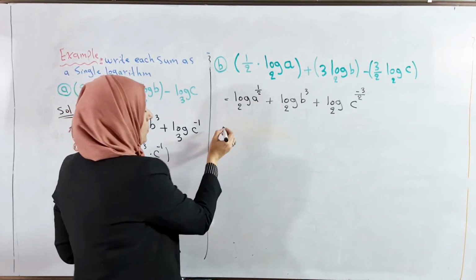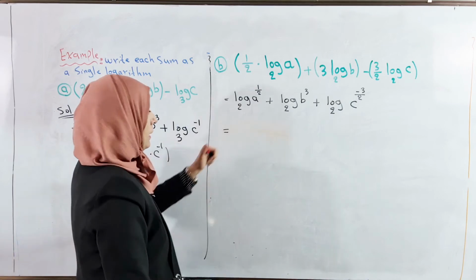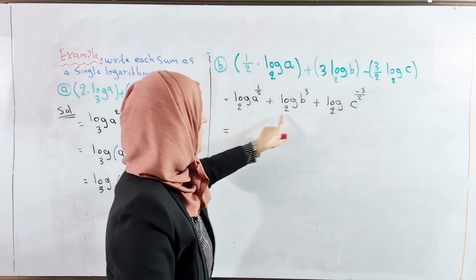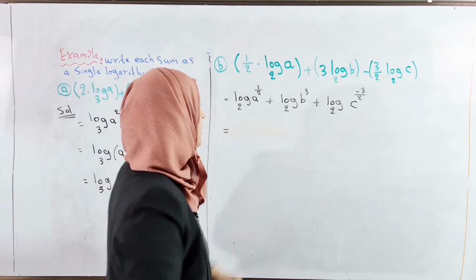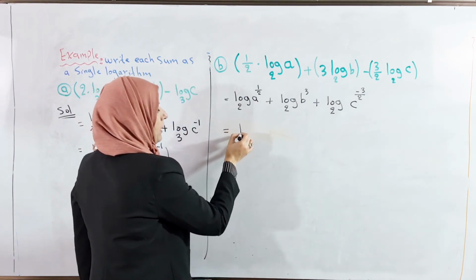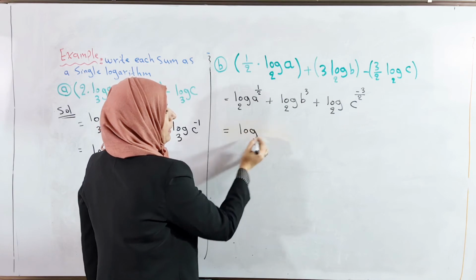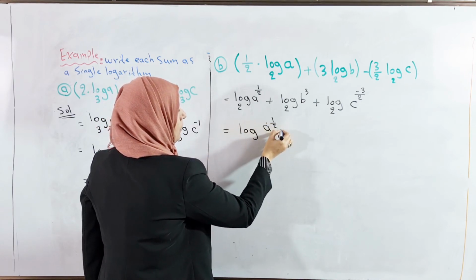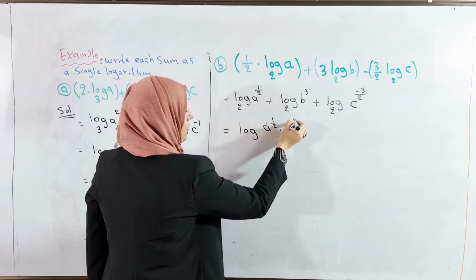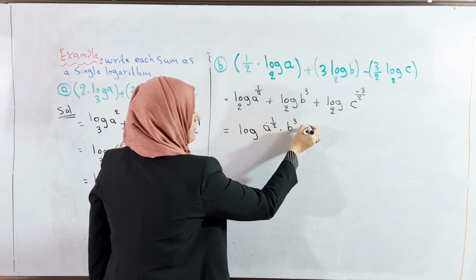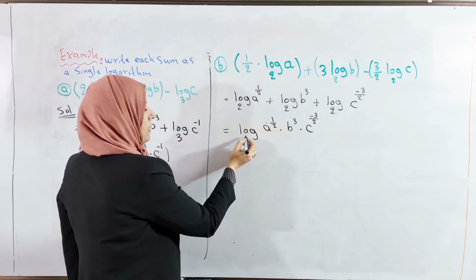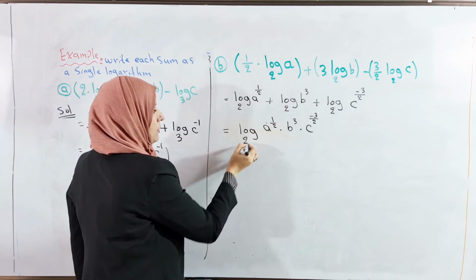Now it has the same base, so I take and say it will be logarithm a power 1 on 2 multiplied by b power 3 multiplied by c power negative 3 on 2, and the logarithm for base 2.